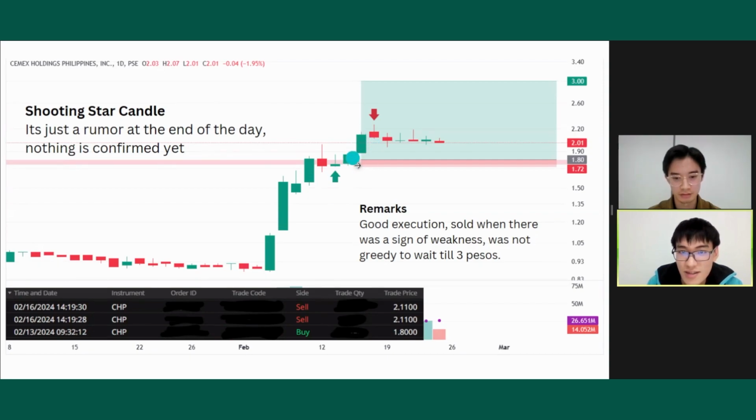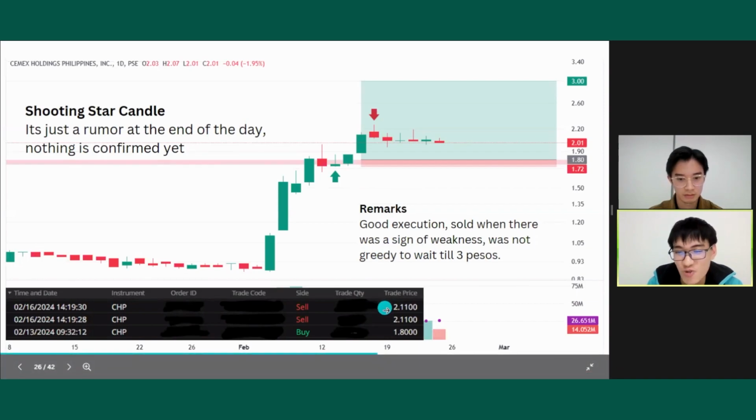But on the 4th day of this rally, I mean 1, 2, 3, it's the 4th day, we saw a bearish candlestick. So this is a shooting star candle. It's like price already went up during the day, but during the afternoon, it went down. So parang there's a lot of sellers that pushed the price down. So once we saw this kind of level, we were a bit alarmed. So we started to sell around 2.11.